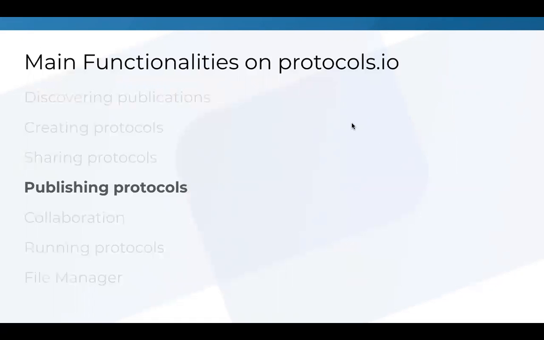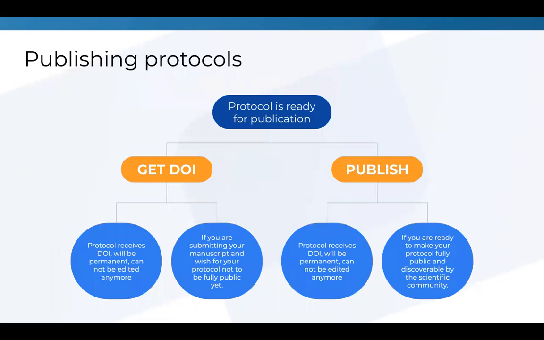And then if you want to publish a protocol, there are two different options. You will see one button called Get DOI and one button called Publish. The Get DOI button is really for if you are submitting a manuscript and you want your protocol to get a DOI, but you're not ready to make your protocol fully public yet because you maybe want to wait until your paper is out. So then you would go with this option to just get the DOI. You can include it in your paper, and then the reviewers can look at the protocol, and once the protocol gets the DOI, it's permanent, it's fixed, and it cannot be edited anymore.